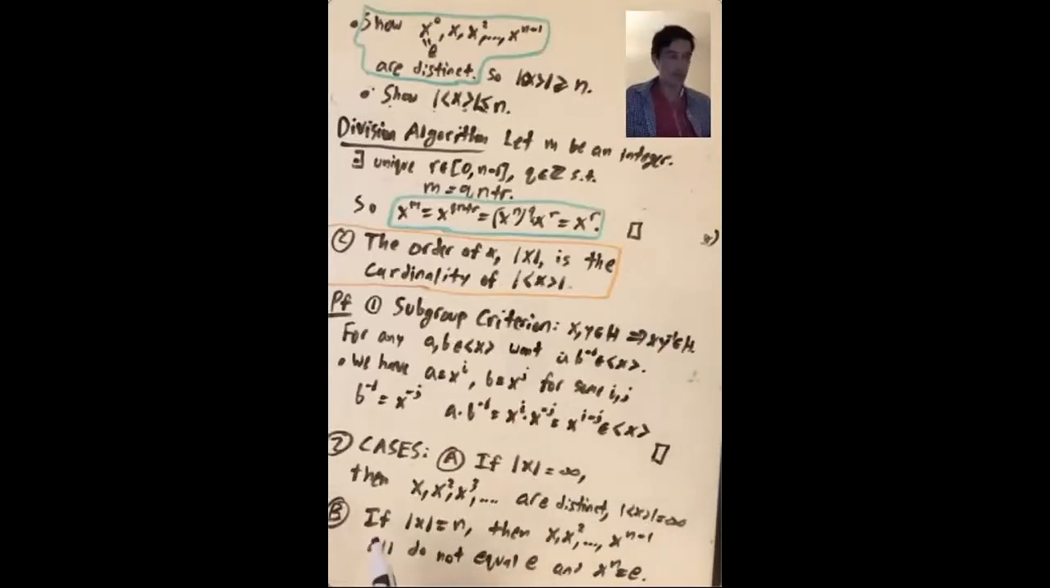So the more interesting case is if the order of x is n, then x, x squared, up to x to the n minus 1, by definition, are not equal to the identity. But x to the n equals the identity.